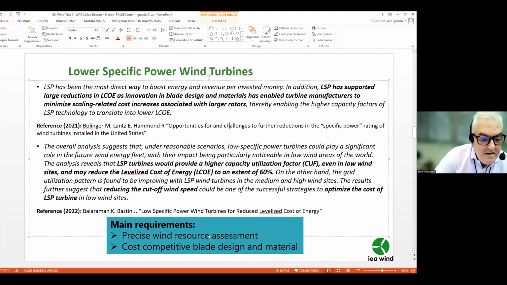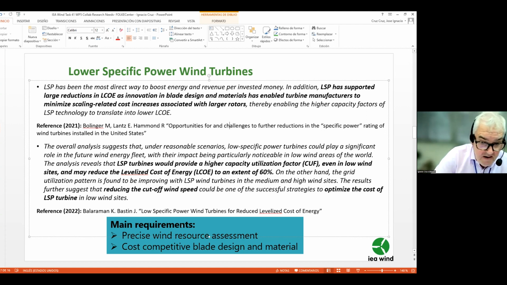Another comment is that the overall analysis suggests that under reasonable scenarios, low specific power wind turbines can play a significant role in the future. LSP turbines will provide a higher capacity utilization factor, even in low wind sites, and may reduce the levelized cost of energy by as much as 60%. So this is an analysis for large wind turbines. The idea is to analyze the different components for small wind turbines. This is more difficult because of the lack of available information, but this is the idea to develop in the future in this work.